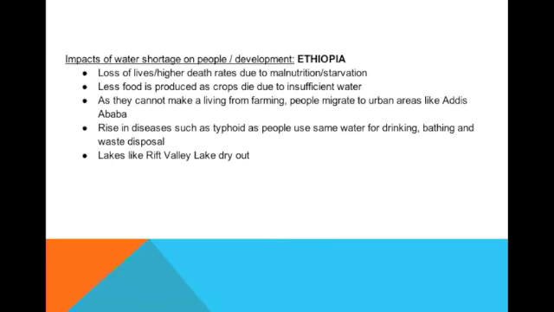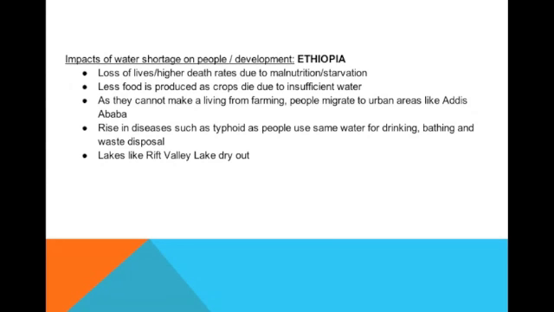So, some case studies. What are the impacts of water shortage on people and development? Well, in Ethiopia, that's going to be your case study, the loss of lives, because of water shortages, people die. So there are higher death rates due to malnutrition or starvation. Also, less food is produced as crops die due to insufficient water. And since people can't make a living from farming, people migrate to urban areas like Addis Ababa, which is the place-specific reference, so do know it.